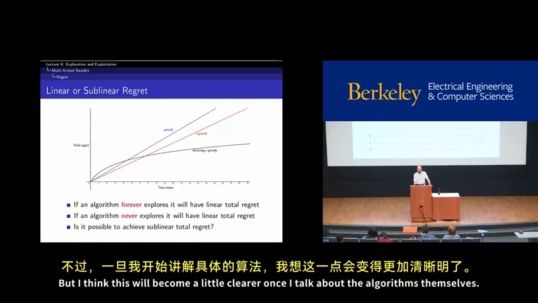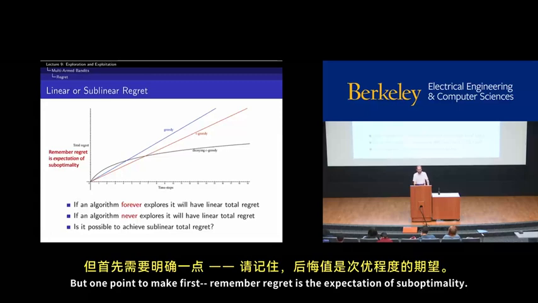But I think this will become a little clearer once I talk about the algorithms themselves. But one point to make first, remember regret is the expectation of suboptimality.